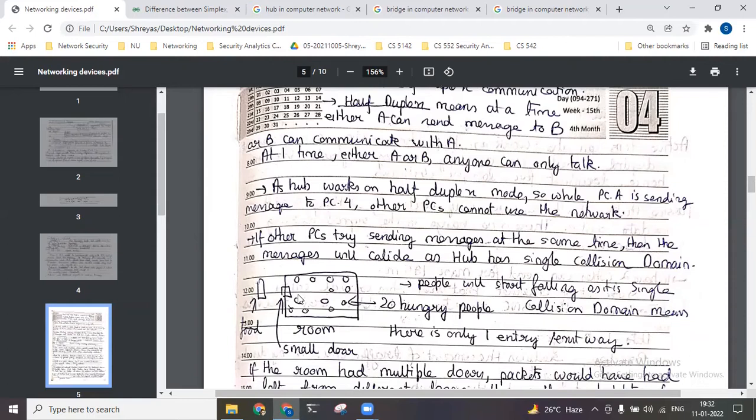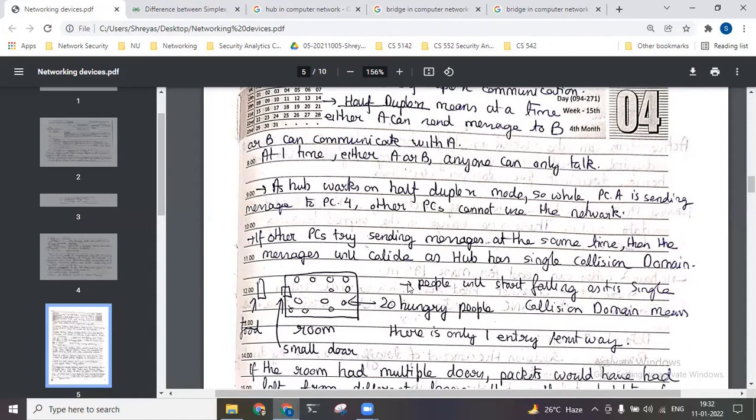So, as I said, the problem with hub is that it works in a half duplex mode of communication. So at a time only one PC can send the message, others cannot. So what will happen if everyone tries to send the message at the same time? That is analogous to the example I'm explaining here. If you have a room filled with, say, 20 hungry people, and I have given only one door to exit, what will happen? At a time only one person can go and the others will not be able to pass through the door. So that is the meaning of a single collision domain. So hub acts as a single collision domain. We can say this room has only one door, so a single collision domain.